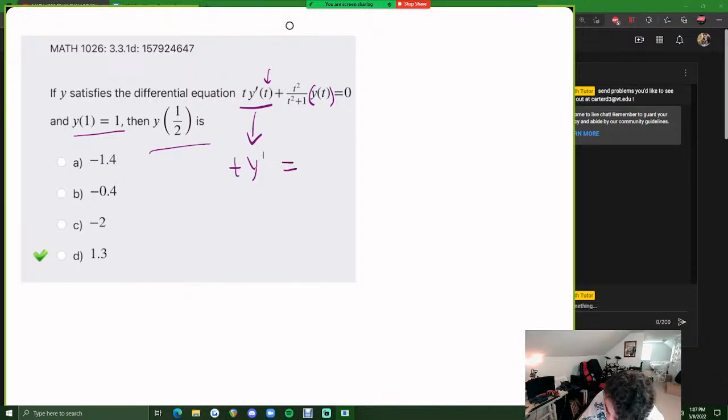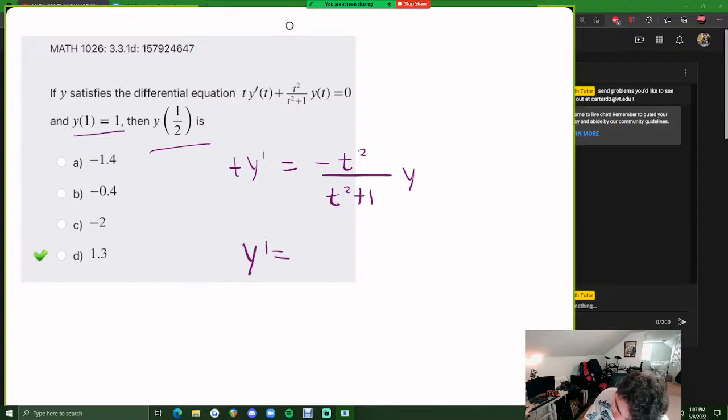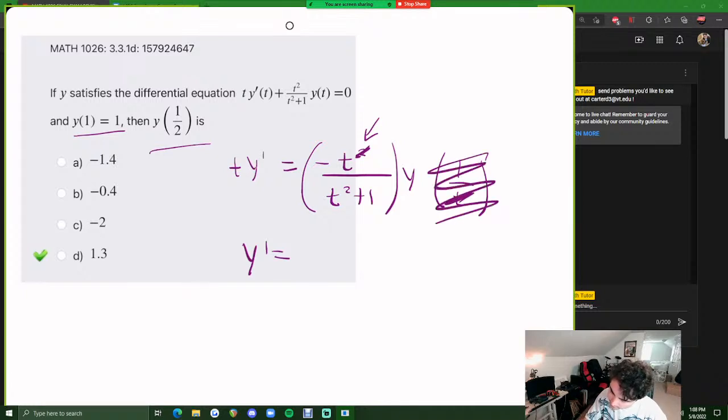And then, the first thing I'm going to do is subtract this whole term to the right side. So we're going to have a negative t squared over t squared plus 1 times y. So we've moved that entire term to the right side. Now what we can do is divide by t to get y prime by itself. When we divide by t, that's the same thing as multiplying by 1 over t, which would cancel one of these t's with this t.